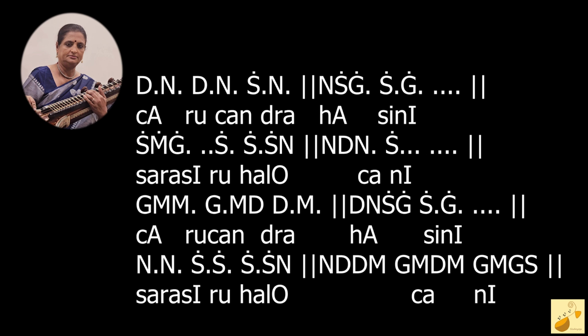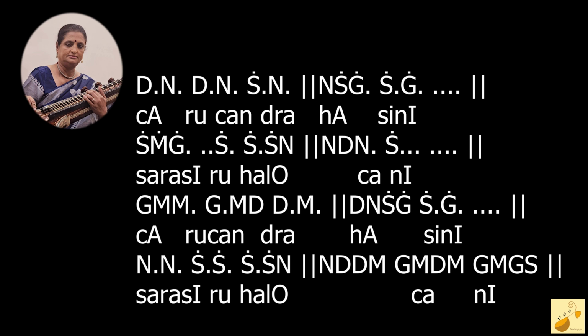After this you have the Charu Chandra Hasini. Dani 1 strike, and from Ni back to Da is 1 strike. Nisa, Ni, again Nisa 1 strike, Ni 1 strike back. Nisaga Saga. This was Hasini.